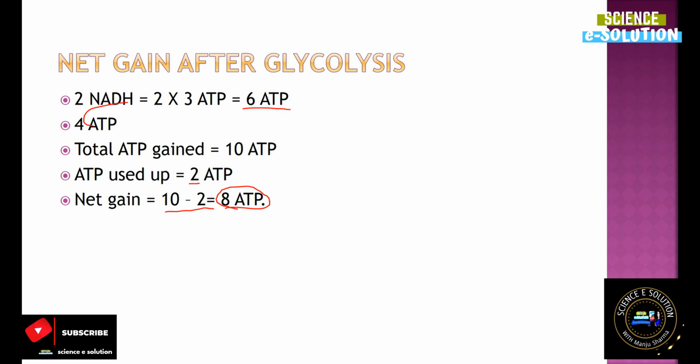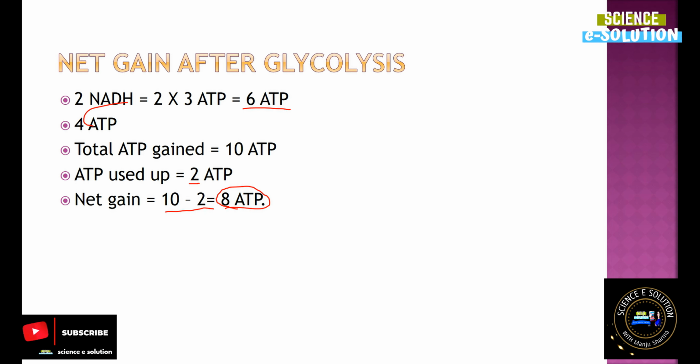So what is the net gain after glycolysis? We have seen 1 NADH molecule produces 3 ATP molecules. So 2 NADH molecules will produce 6 ATP molecules. So this 6 ATP molecule we are getting from NADH. Now 4 ATP molecules are produced in glycolysis. But total ATP gained is 10, because 6 plus 4 is 10.